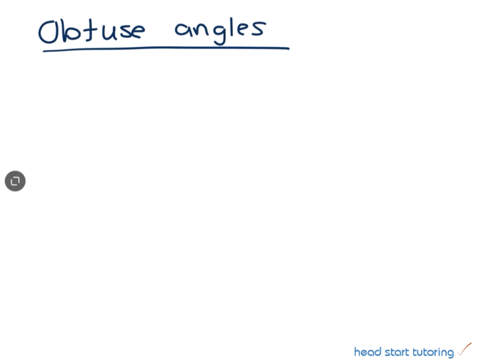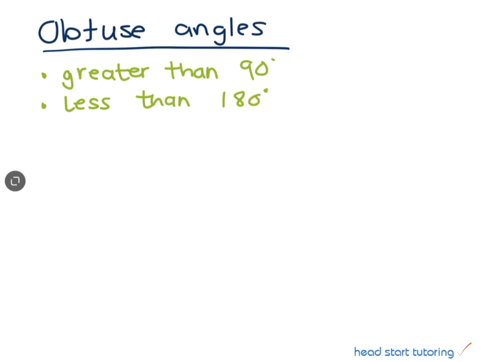Right, let's have a look at obtuse angles. Obtuse angles are greater than 90 degrees, but they are less than 180 degrees. So obtuse angles are greater than 90 but less than 180.